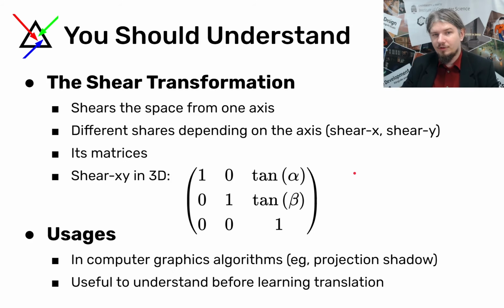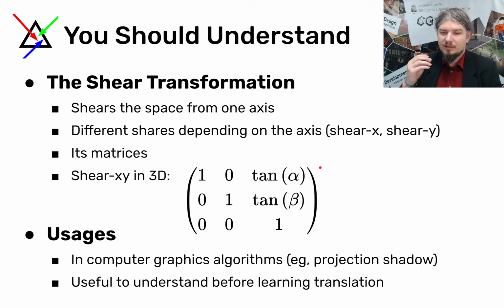Now from this video, you should understand the shear transformation. It shears the space along one axis. There are different shears depending on the axis, so shear x and shear y. You should understand these matrices, so if we put elements in these corners or in this column here, then it does the shear operation. And in 3D, shear x, y is like this.